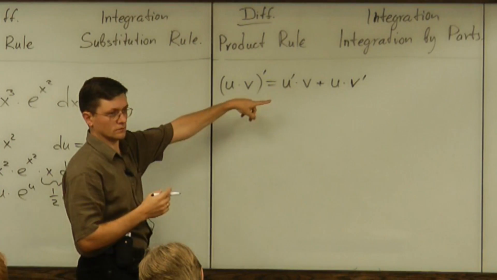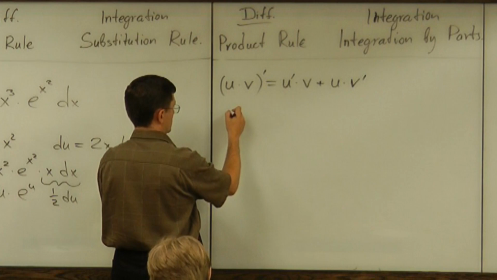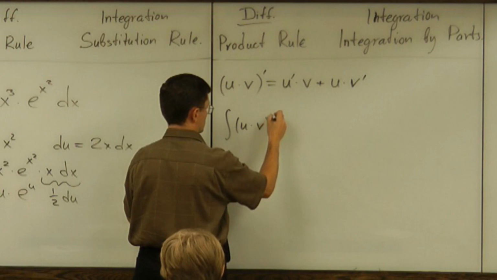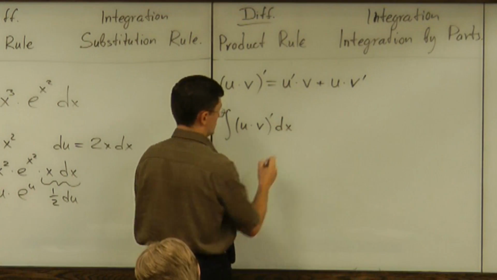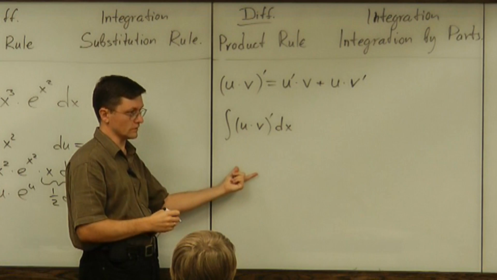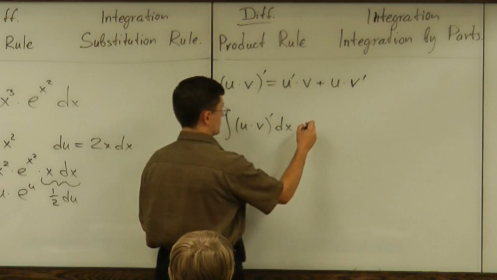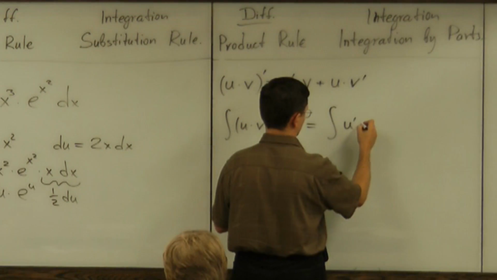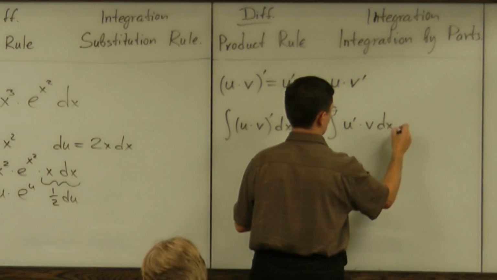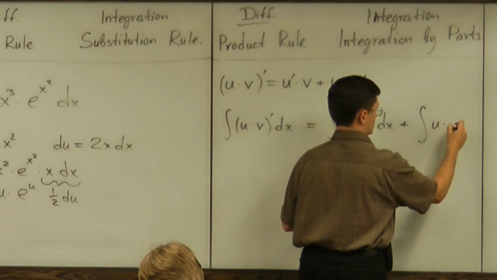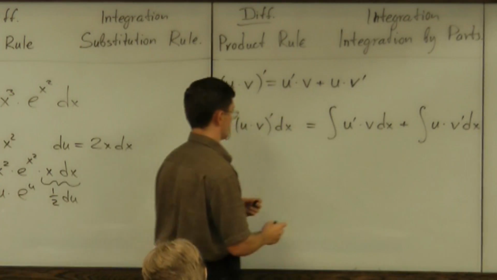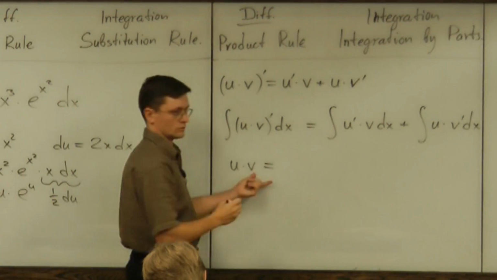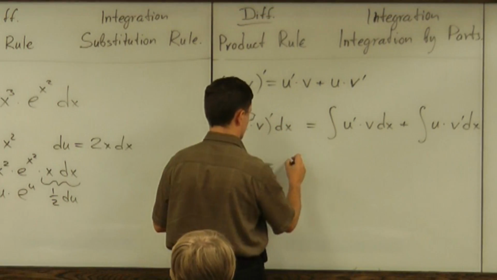Now, what if I integrate both parts? If I integrate the derivative of u times v with respect to x, I know what the integral is going to be. It's going to be u times v. So that is simple, but the right-hand side is not going to simplify at all. I will have the integral of u prime times v dx plus the integral of u times v prime dx. And I end up with the formula saying that the product of two functions is equal to the sum of those two integrals.